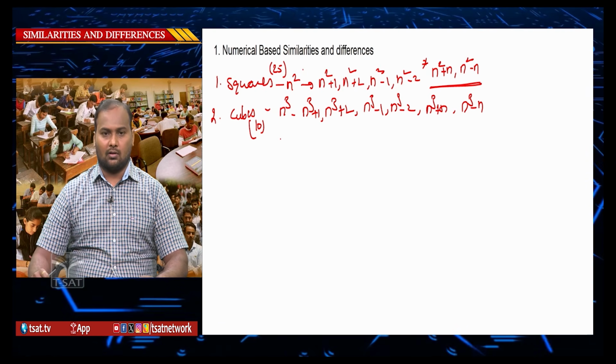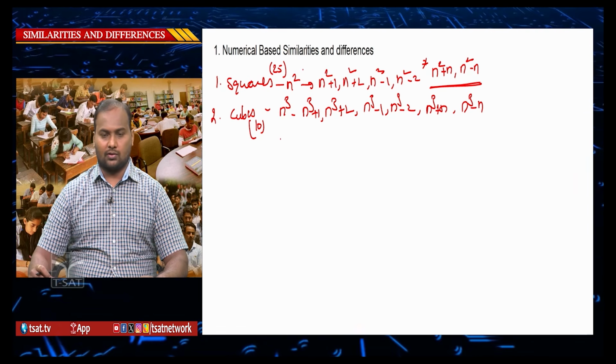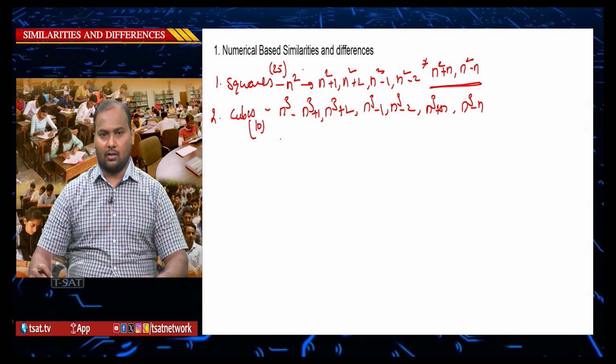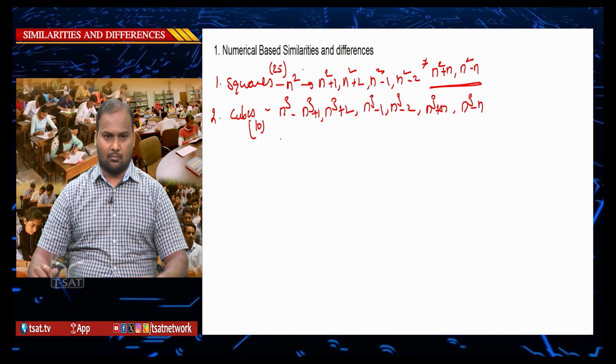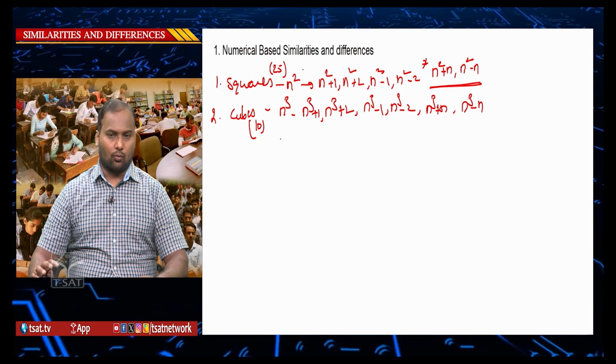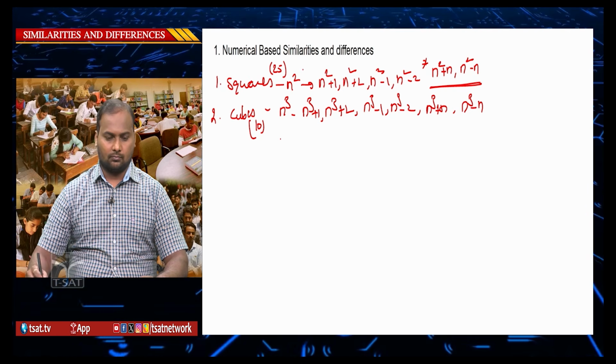After knowing the cubes up to 10, the student has to write in his notebook n cube plus 1, n cube plus 2, n cube minus 1, n cube minus 2, and in the same way n cube plus n and n cube minus n. After writing these numbers, the student has to observe how they are arranged and in which range they are arranged. That is also very important.